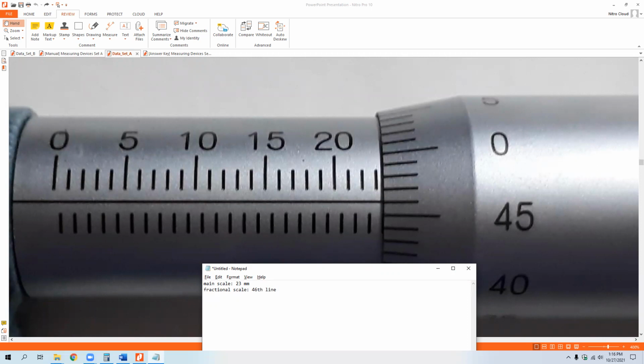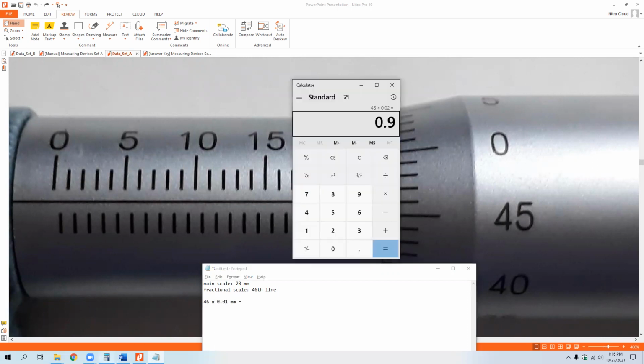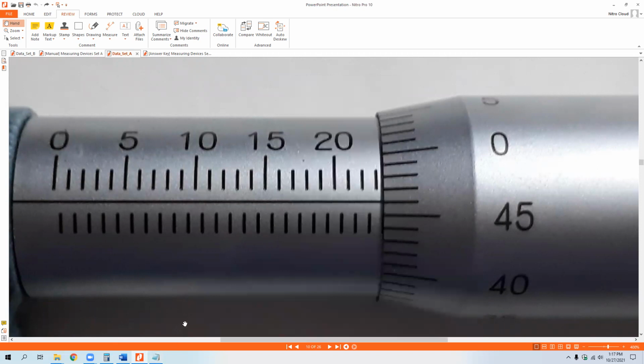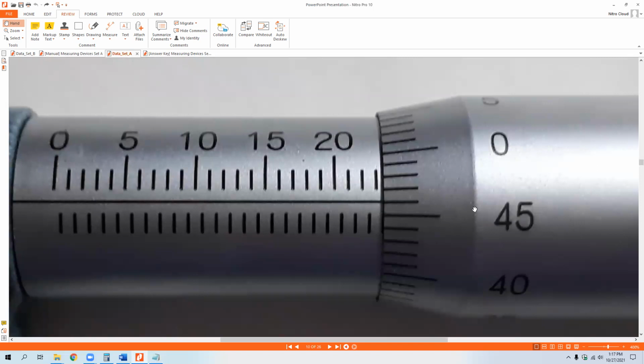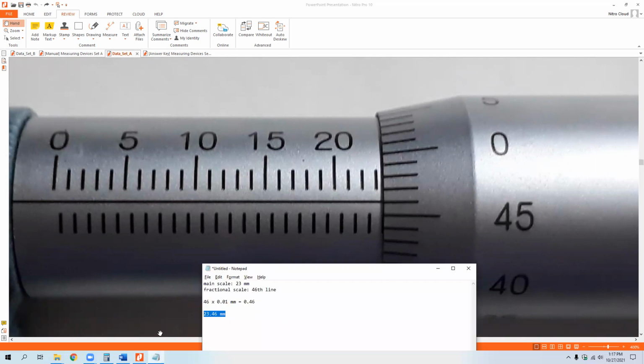To get the fractional scale reading, this is 46 times 0.01 millimeters, which should be equal to 0.46. So my main plus fractional scale is 23.46 millimeters. And saan ngayon pumapasok yung estimated scale ko? Ang estimated scale ko ay ang tansya ko na distance between any two lines. Pero since saktong nakatapat, well, sa tingin ko sakto, ang 46th line sa horizontal line, this means I don't have an estimated scale reading. So that's just my reading, 23.46.